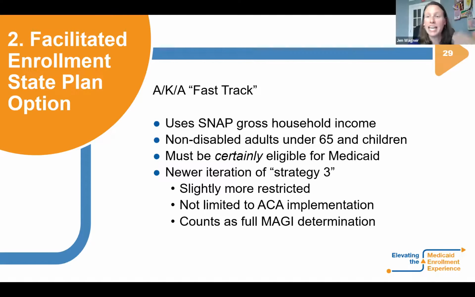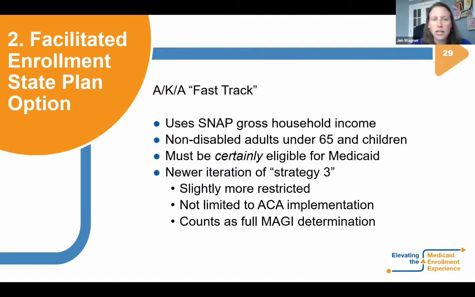And there are just a couple of fine exclusions that a state has to implement. For example, if there's an ineligible household member in the SNAP household, that case has to be excluded because the rules are different for Medicaid. So mostly fringe things that can be programmed into an eligibility system. Some of you may remember Strategy 3 back from the ACA implementation days. And this is kind of a newer iteration of Strategy 3.